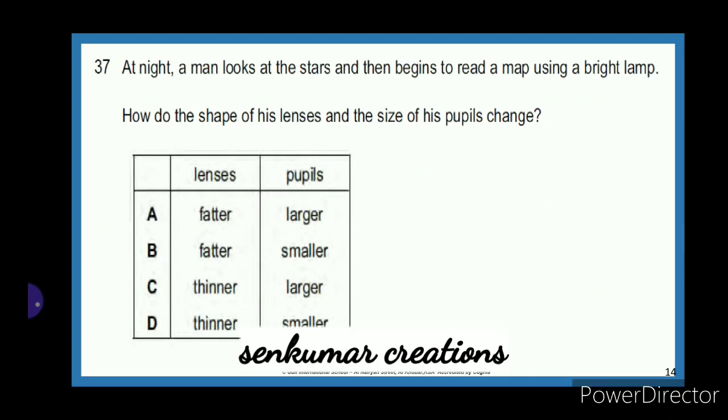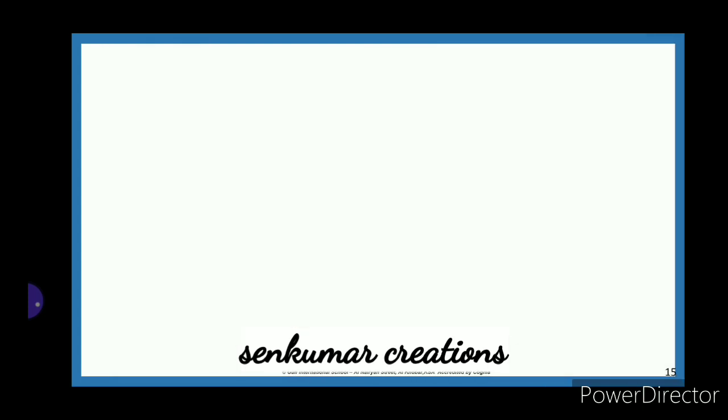At night, a man looks at the stars and then begins to read a map using a bright lamp. Look, the map is close and the light is bright. How do the shape of the lens and the size of the pupil change? Bright light means the pupil size becomes smaller, and the lens is fatter because it's a close object. So fatter and smaller, B may be the answer. Yes, B is the correct answer. Okay students, don't forget these things. So next question.